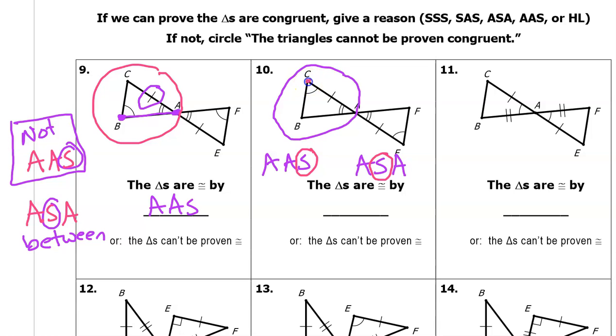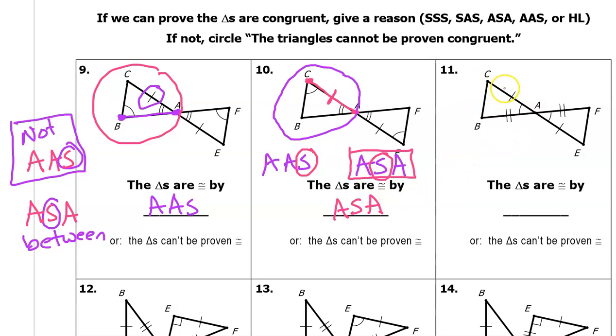So here are the two angles, C and A. The side that is between these two angles is simply the segment connecting these two angles. Is that the side that is marked congruent? Yes, it is. So the side is between the two angles. That's why this is angle, side, angle. So we're going to pick angle, side, angle.